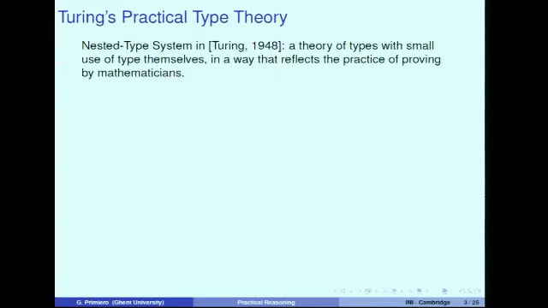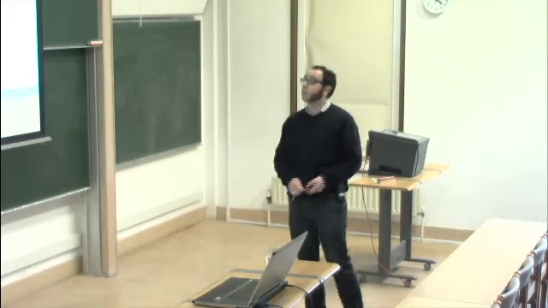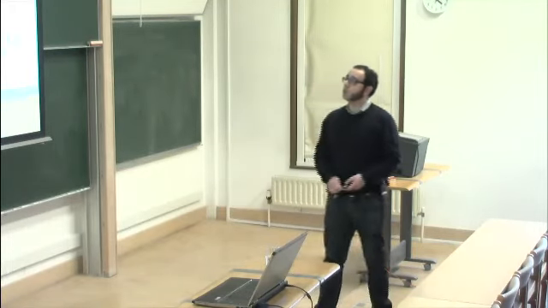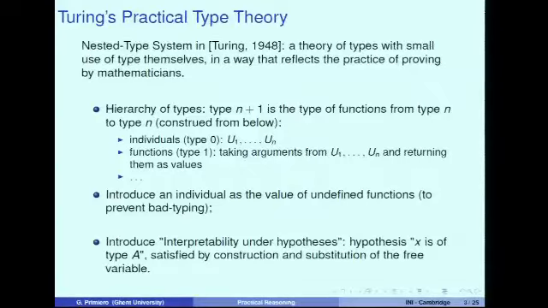A theory of type with small use of type themselves in a way that reflects the practice of proving by mathematicians. It's quite interesting, both historically, because it was written probably during the period he was back in the US, and at the same time he was working on the analytic computing engine. So there are a number of things that go around, but the most important thing to me was that a number of things actually come out as interesting also in view of the later development of type theory, in particular for the intuitionistic foundation. This is more or less the highlight that I consider important to the work you will see later.